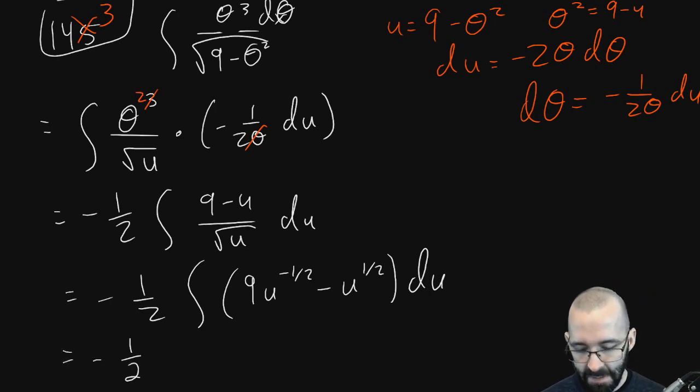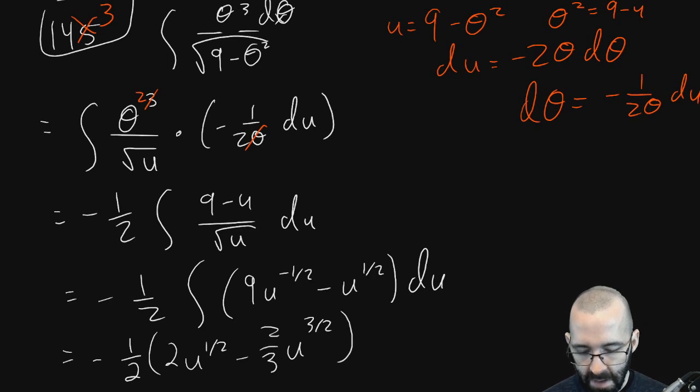The negative 1/2. Add an exponent, divide by that exponent. Add an exponent, divide by that exponent. And u is 9 minus theta squared.